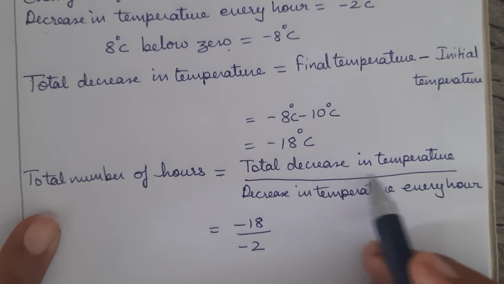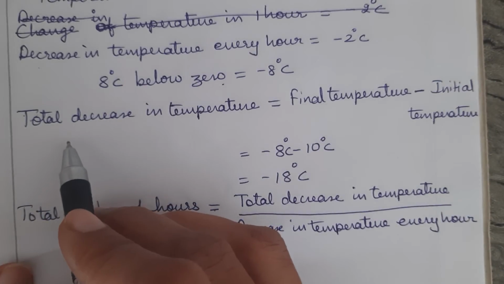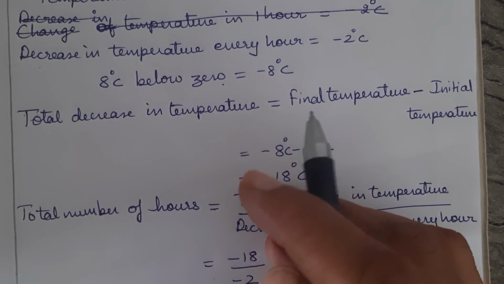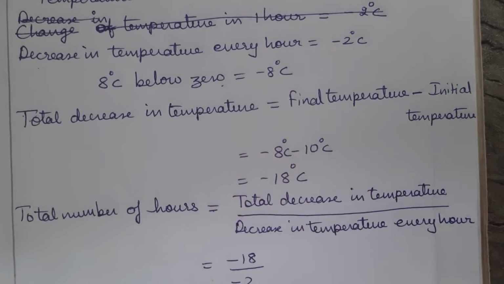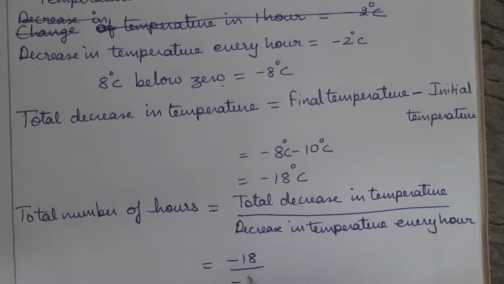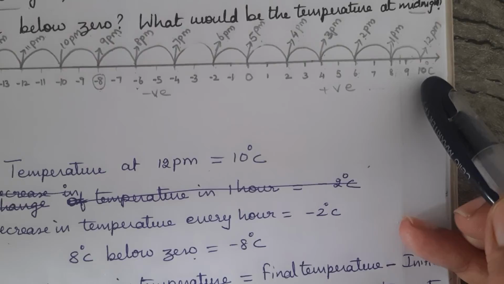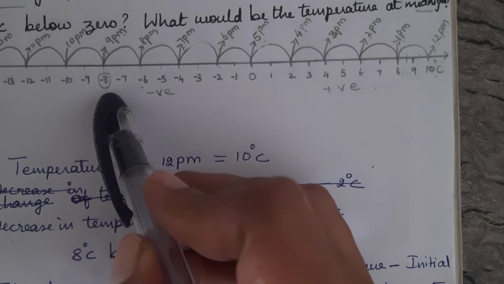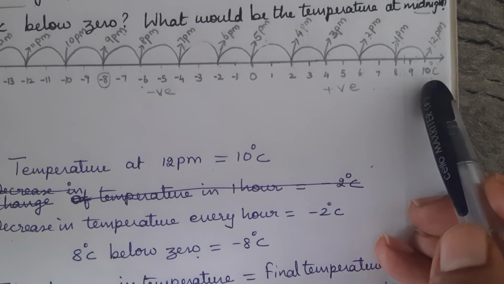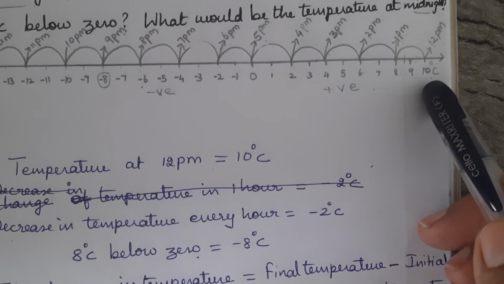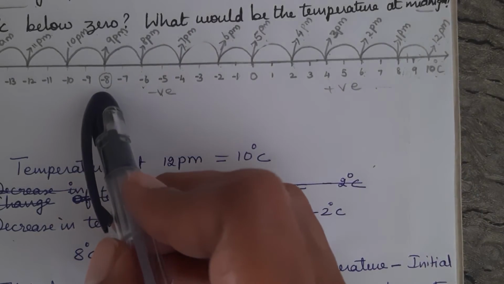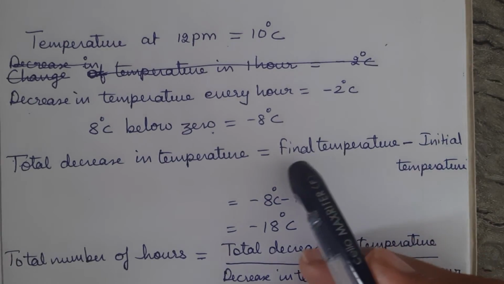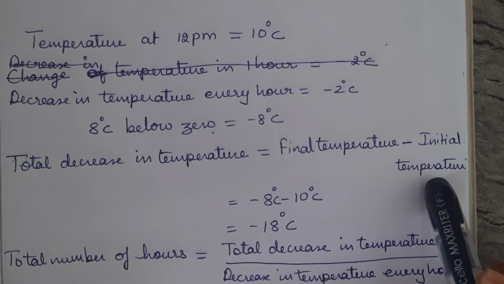Now we need to find the total decrease in temperature. How can we find it? Total decrease in temperature is nothing but final temperature minus initial temperature. Initially the temperature was 10 degrees Celsius, and finally it became minus 8 degrees Celsius. So the initial temperature is 10 degrees Celsius, and the final temperature is minus 8 degrees Celsius. So total decrease in temperature we can find out by subtracting the initial temperature from the final temperature.